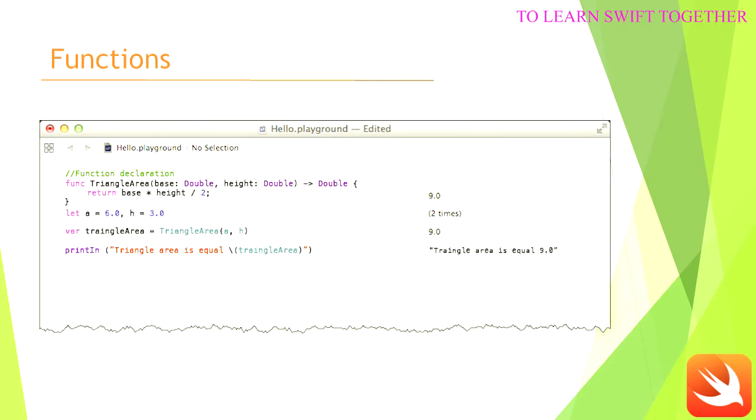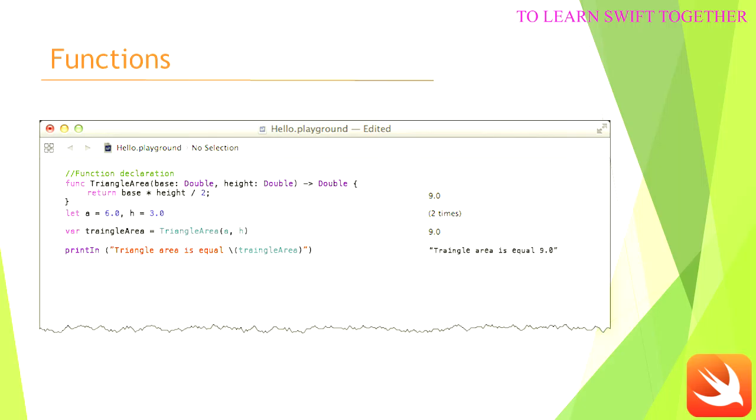Let's also pay attention to the triangle area variable. We didn't explicitly specify its type. There's no need to do that in Swift. The compiler knows exactly what type of data is returned by the function and can interpret our variable correctly. This is what it looks like when we return a single value.